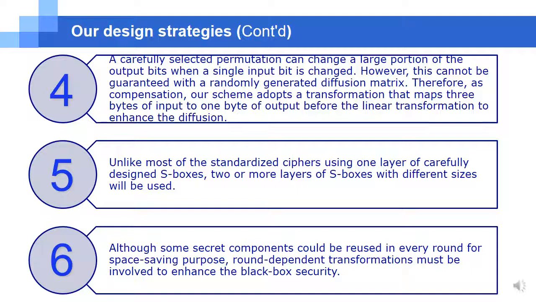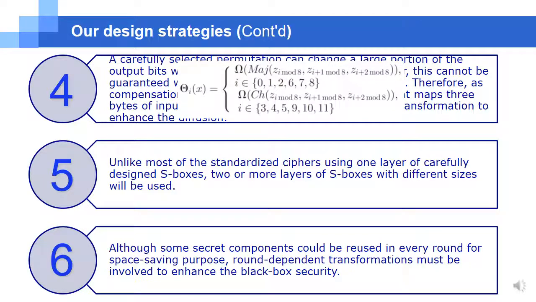Strategy 4. A carefully selected permutation can change a large portion of the output bits when a single input bit is changed. However, this cannot be guaranteed with a randomly generated diffusion matrix. Therefore, as compensation, our scheme adopts a transformation that maps 3 bytes of input to 1 byte of output before the linear transformation to enhance the diffusion. As we can see, this formula defines the transformation that maps 3 bytes of input to 1 byte of output.